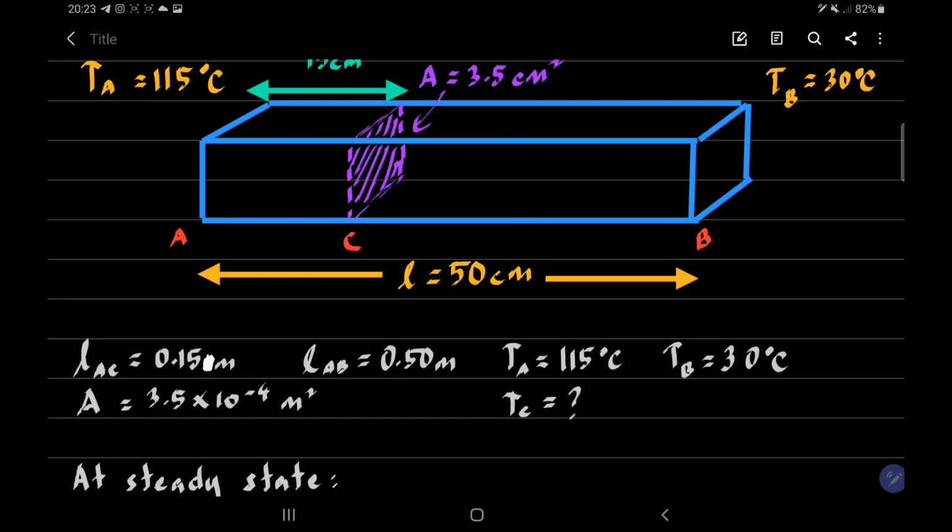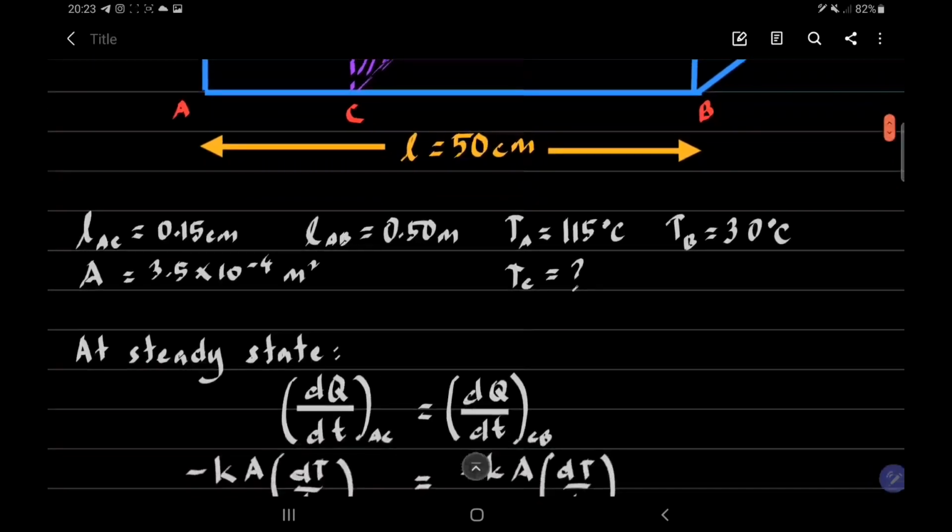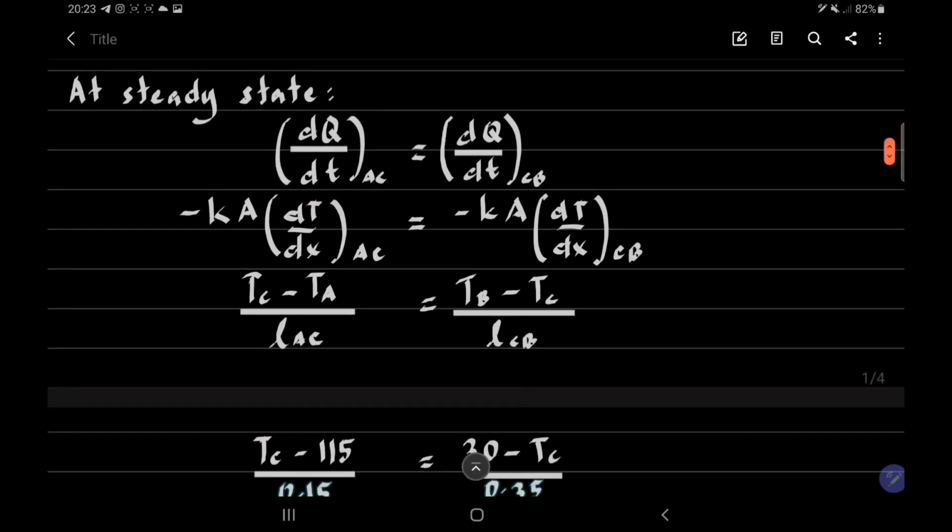So what do we have here? Remember, at steady state, the rate of heat flow dQ over dt is equal at any position. So dQ over dt through AC equals dQ over dt through CB. For the AC section, the equation is negative KA dT over dx of AC, while for CB, the equation is negative KA dT over dx of CB. As we know, we are talking about the same metal, so K and K just cancel each other.